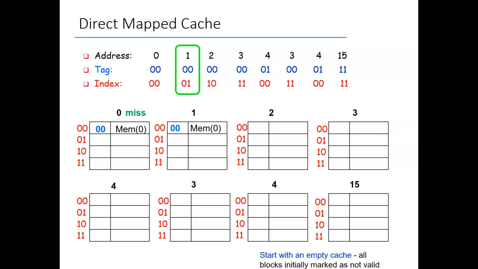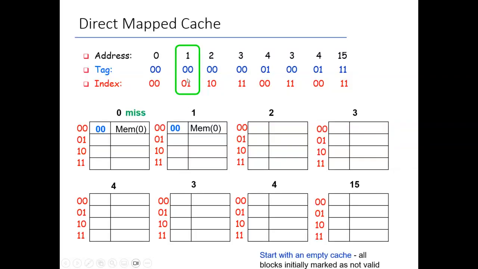Will it be a hit or a miss? Hit, because the tag was already 00? No. That's the reason I included this. This is main memory block 1. Please remember, main memory block 0 is mapped to set number 0. Main memory block 1 is mapped to set number 1. Why? Because this is set number 1.